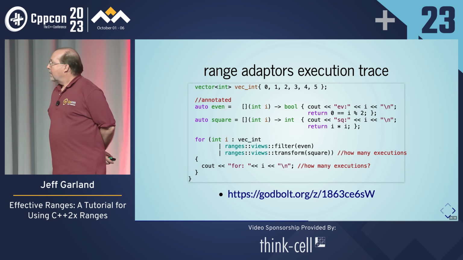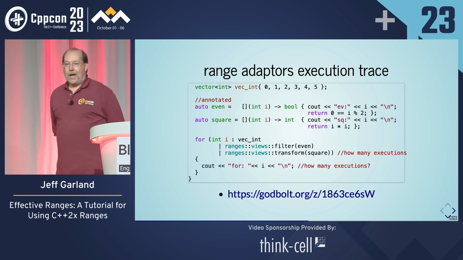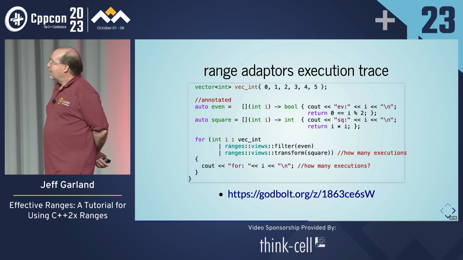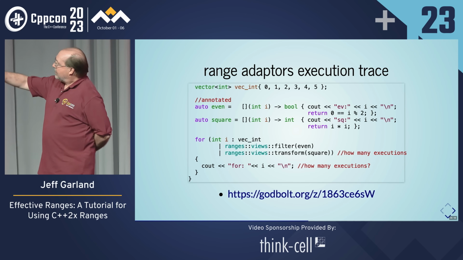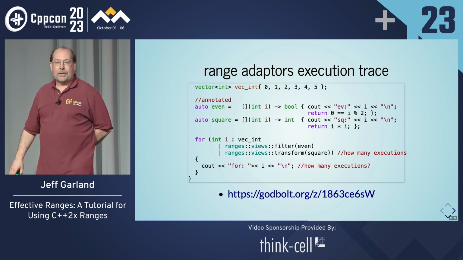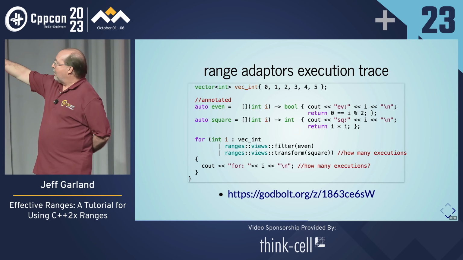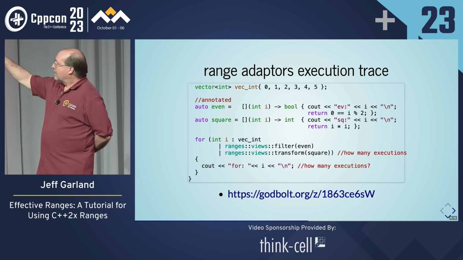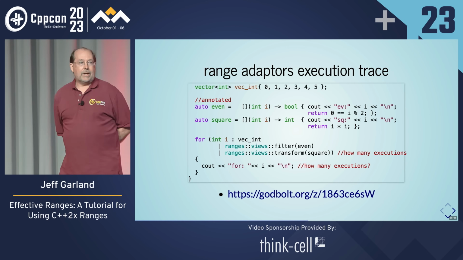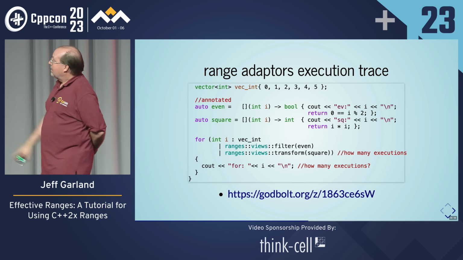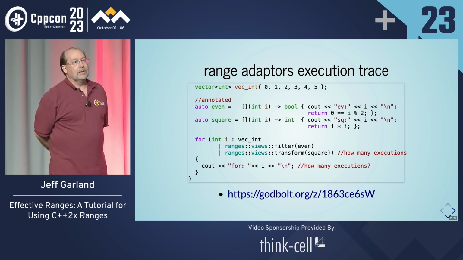So, does order matter? Order matters. Let me ask this question. Now, I've got my vector, and I've got two pipes. I've got a filter, and then I've got a transform, which is another view. That allows me to take a function which returns a value. So I'm transforming the things that are even in this range. And let's see, 0, 2, and 4, if I remember my mathematics, are even in this range.